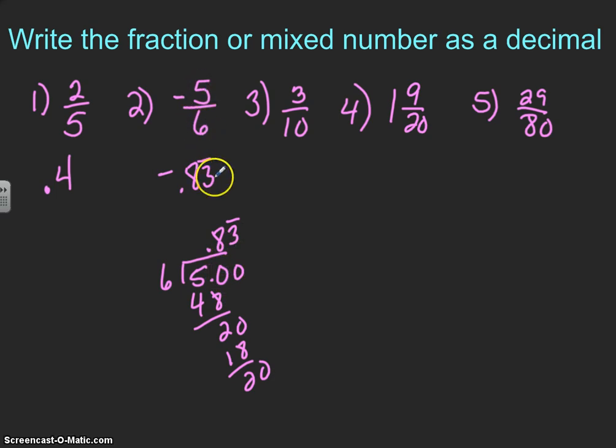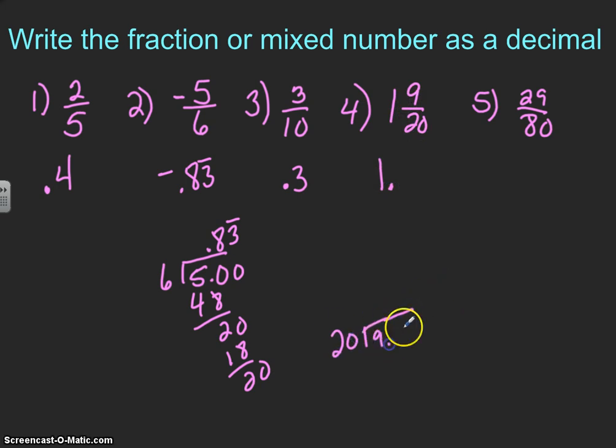Remember, top in, bottom out. It's 6 divided into 5. 3/10, well, that's 0.3. Okay. 1 and 9/20. Well, the 1 goes in front of the fraction. Okay. And I'm going to show you a different way. We could divide like this, 20 into 9. We could do that. Well, let's do that.